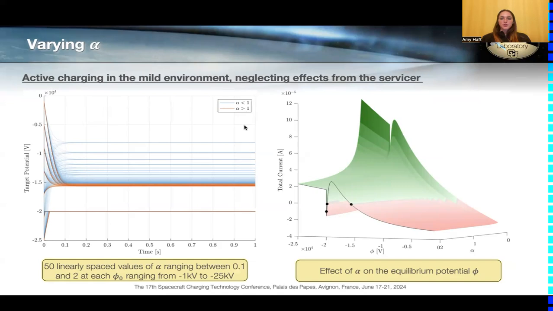These figures show the results of charging in the mild environments. The figure on the left is showing the target potentials over time starting at various initial potentials. For each initial potential, a range of alphas between 0.1 and 2 are used. The right plot shows a more comprehensive overview of the charging, which is the total current as a function of the target potential and alpha.